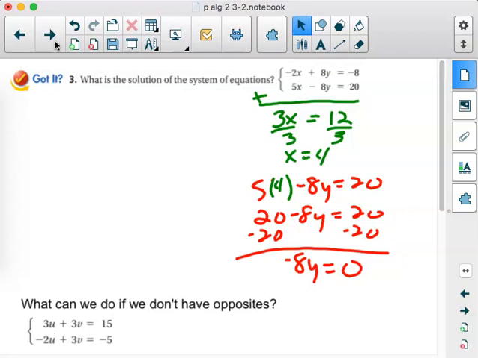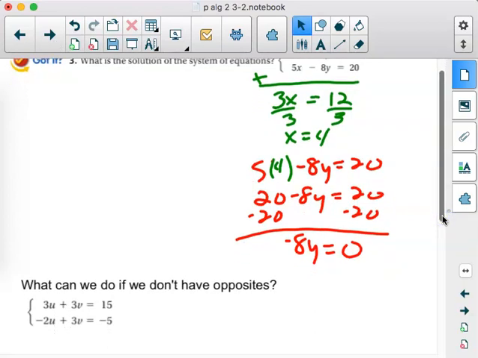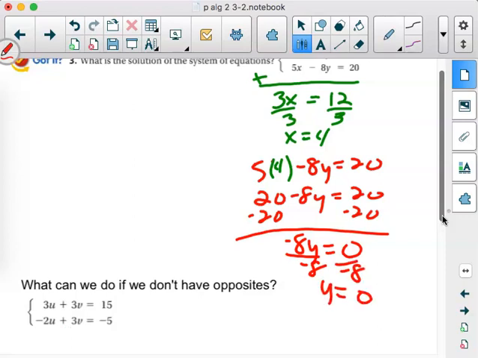Now, the reason I stopped where I did up here is because sometimes when this happens, people get a little weirded out. Because they're like, doesn't a zero usually mean something weird is happening? We're not done yet. Just keep doing the math. Divide both sides by -8. Zero divided by anything is zero. Check your answer if it concerns you.